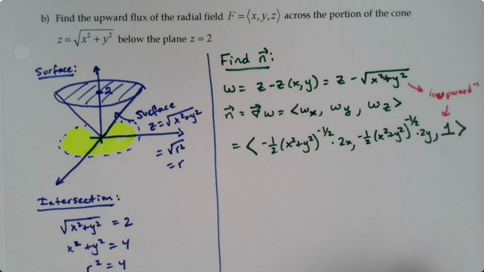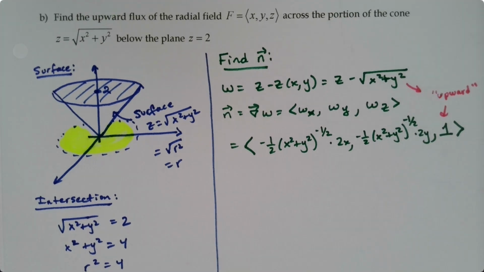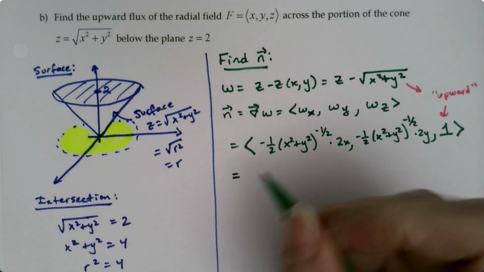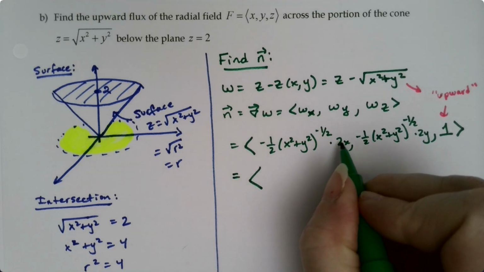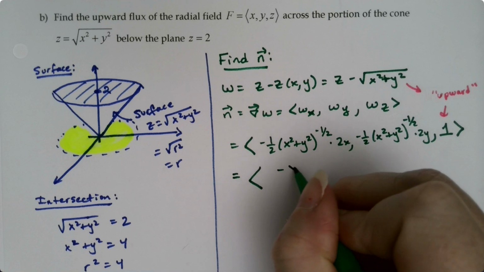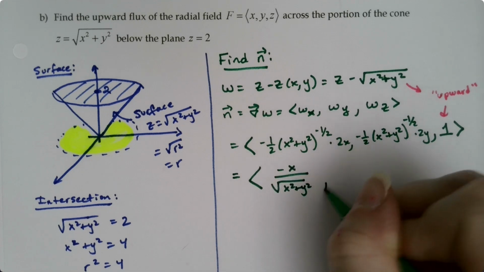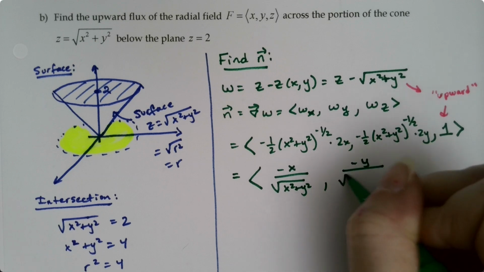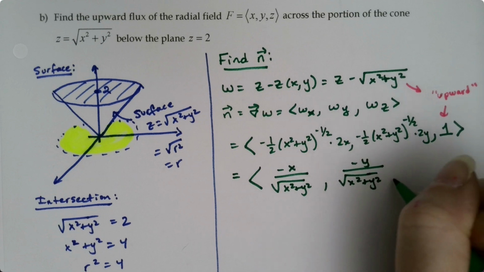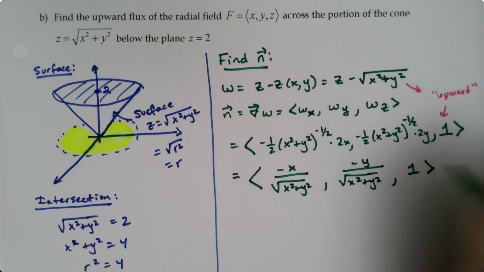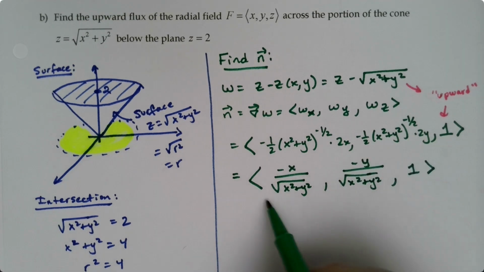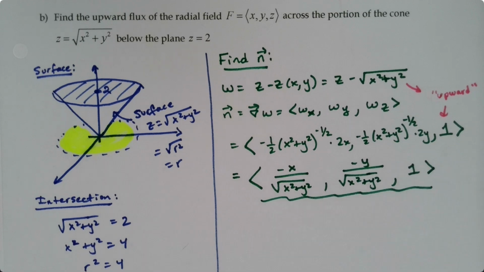Okay, so let's simplify that just a little bit before we have to head on. So the 2 and the half would cancel, be negative x over the square root of x squared plus y squared, and then negative y over the square root of x squared plus y squared. This is looking familiar. It's very similar to the last one. And then 1. All right, so there's our normal vector. It's not pretty, but there it is.